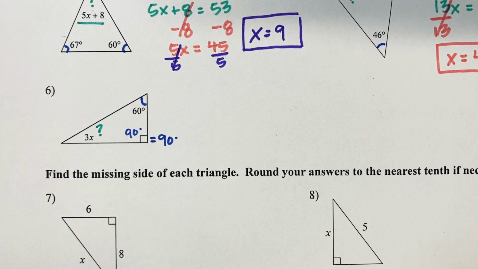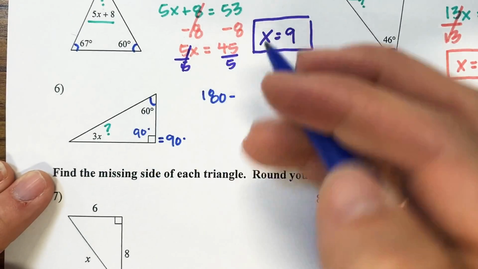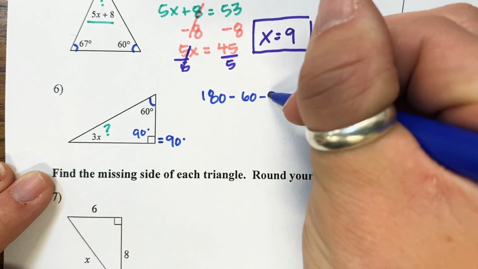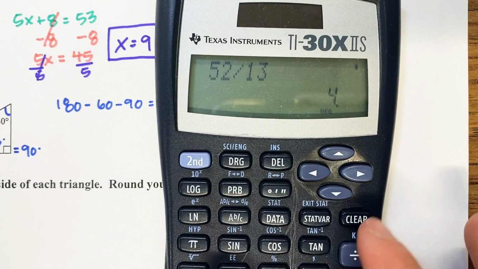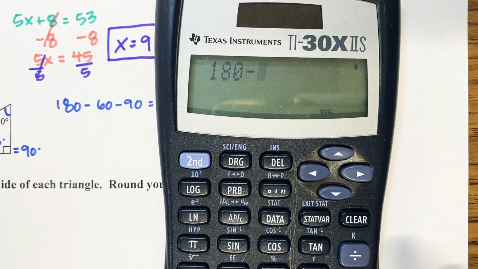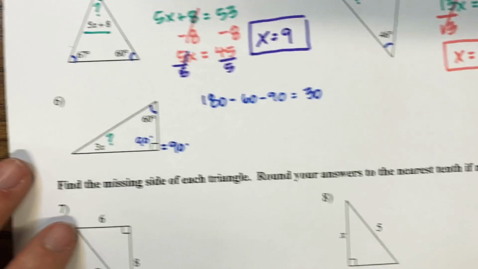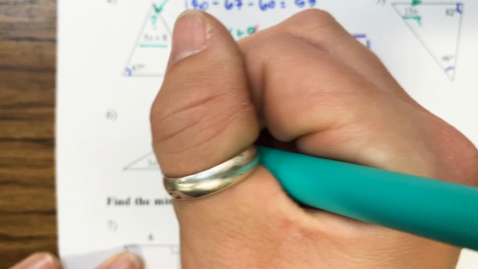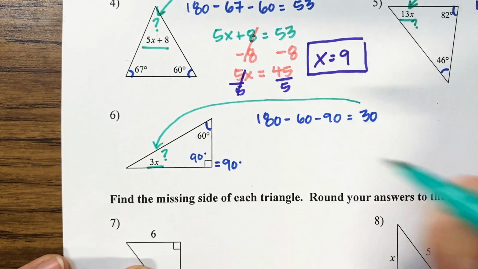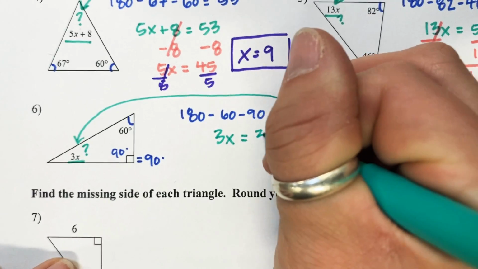We're going to take our total number of degrees, which is 180, subtract the two angles that it gives us, 60 and 90, and we're going to figure out what our missing angle is. So 180 minus 60 minus 90, and we get 30. So we know that that 30 is where that third angle is. Now we're going to take this 3x in order to solve for x and set it equal to what we found, 30.